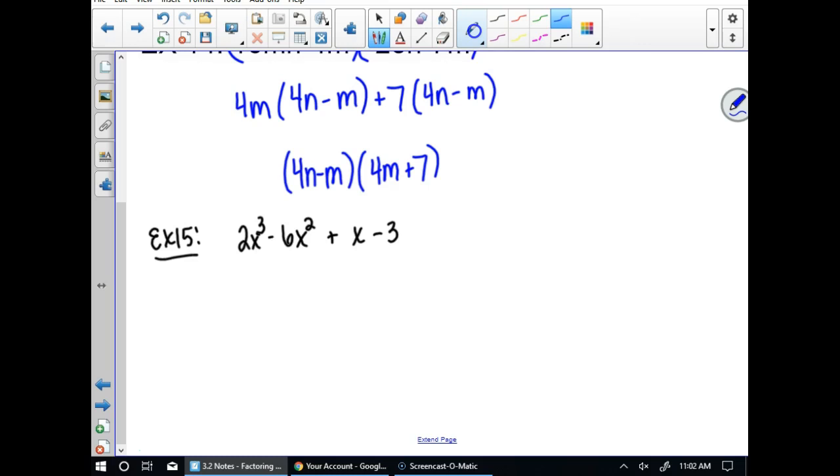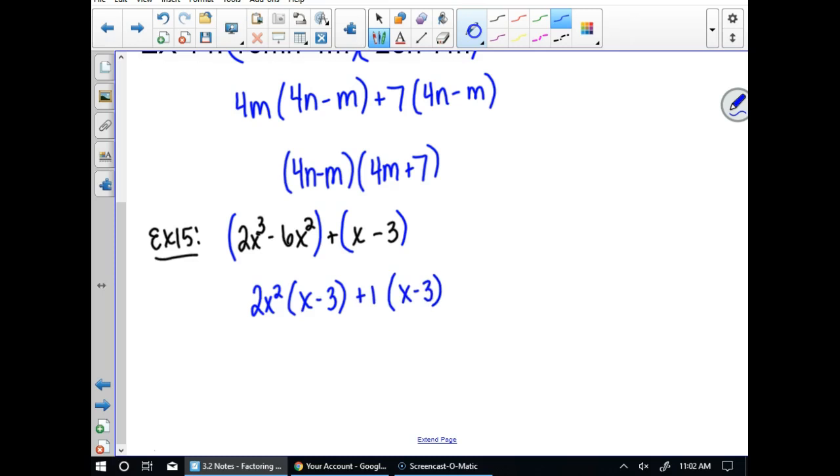Alright, if we have this, we will group the first two, we will group the last two. What can we factor out of the first one? 2x squared. So 2x squared, and we get x minus 3. What can we factor out of the second one? There's nothing. But you have to put something. So what number could we factor out and it wouldn't change anything about that? 1. So we have to put the plus 1, x minus 3.